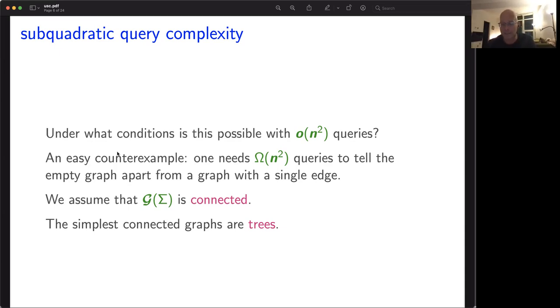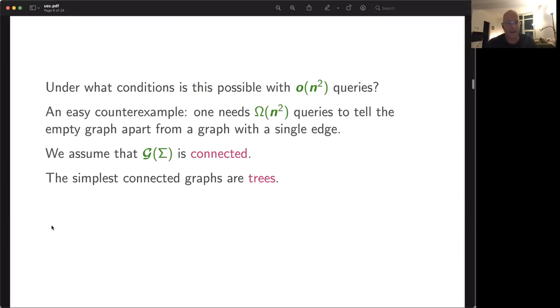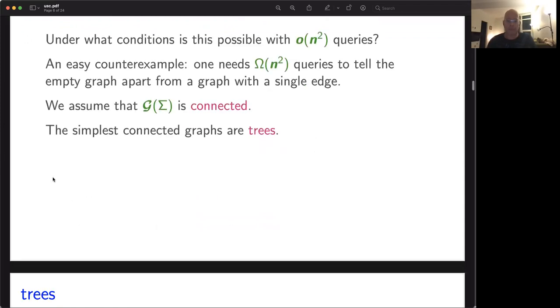But of course, in practice, things are connected, right? Because the variables are dependent somehow. So we will assume that this graph is actually connected. And now I will start by discussing the simplest possible connected graphs, which are trees. In fact, trees are important for a number of applications. You can think about phylogenetic trees, right? Which are examples of graphical models.